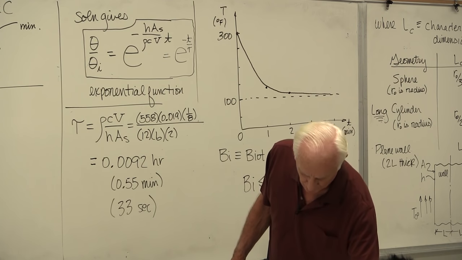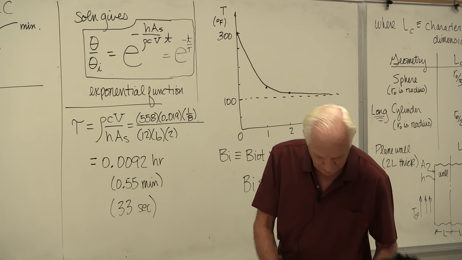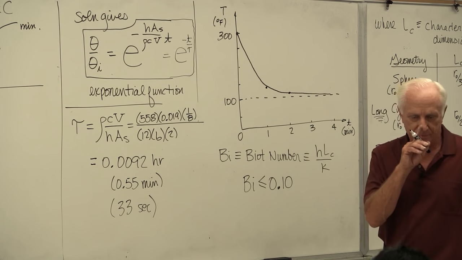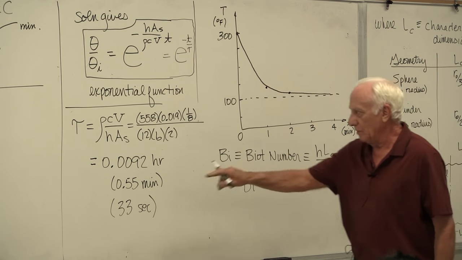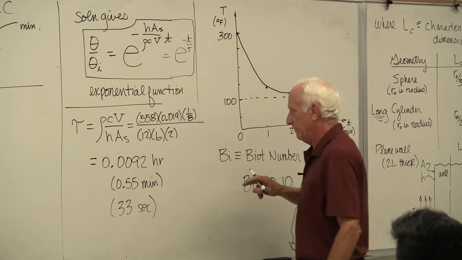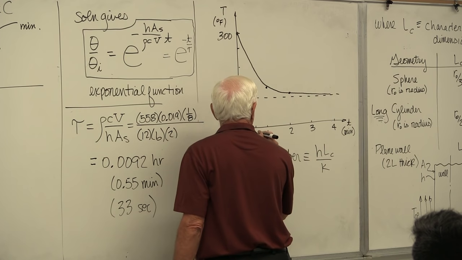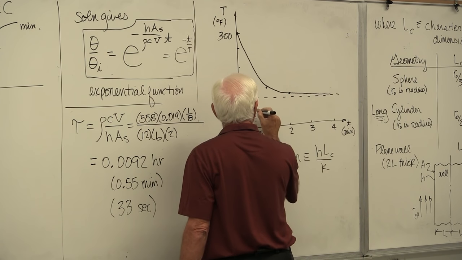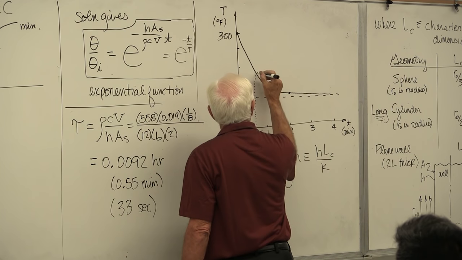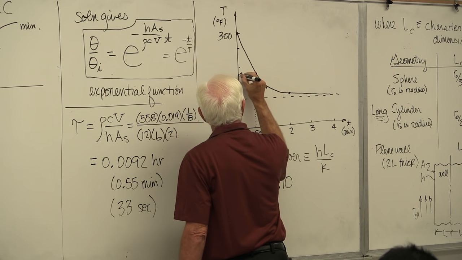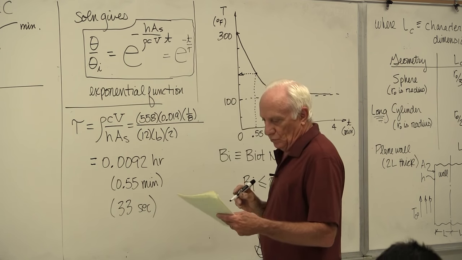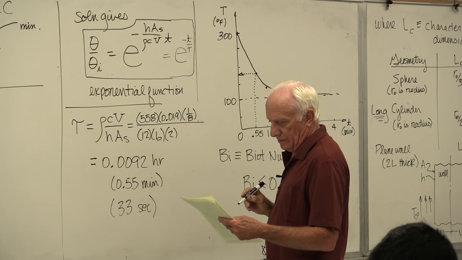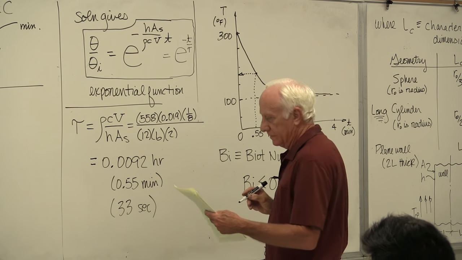If you say, what's the temperature of the copper sphere after one time constant? After time equal to one time constant, okay, 0.55 minutes. What's the temperature of the copper sphere? Plug in the equation. You would get 173.6.